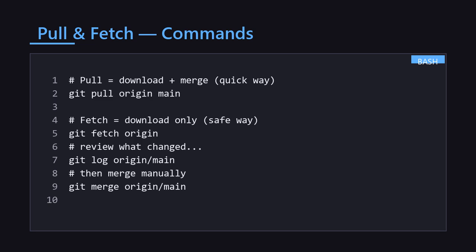As you get more experienced, you might prefer fetch so you can review before merging. Here are the actual commands. Git pull origin main, that's the quick way. One command, everything updated. Git fetch origin, that downloads changes but keeps your code untouched. You can then check what's new with git log, and when you are happy, run git merge to bring those changes in. Same result, just more control.